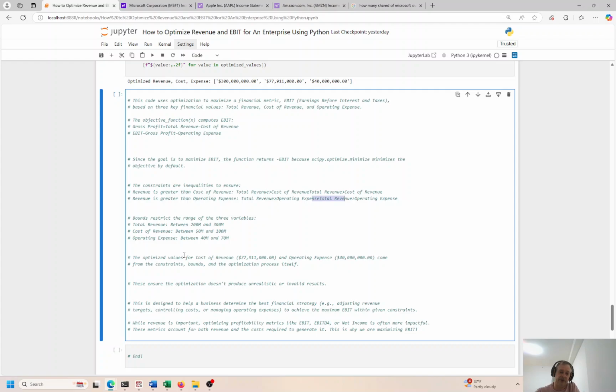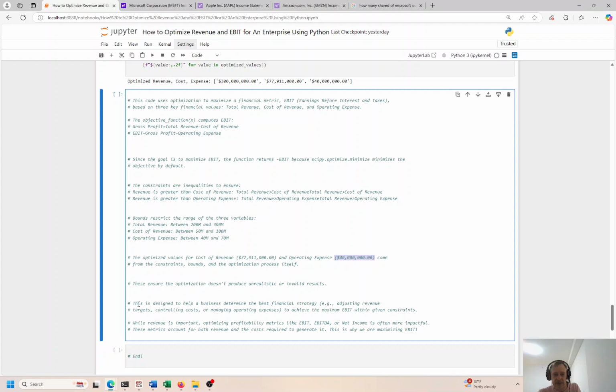So the optimized value for the cost of revenue is 77 billion. We saw that we can't really mess around with that, but operating expense, we can reduce that from about 120 billion, I think that's what that number was, down to 40. Once we set these constraints, the optimizer runs and it maximizes or blows up that revenue. Cost of revenue, again, doesn't really change at all, but this decreases quite a bit, right?